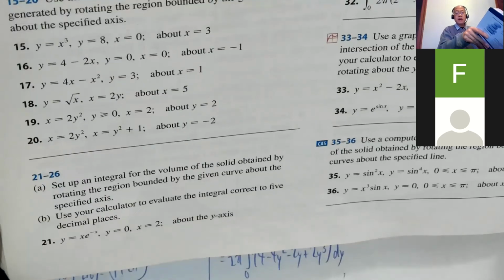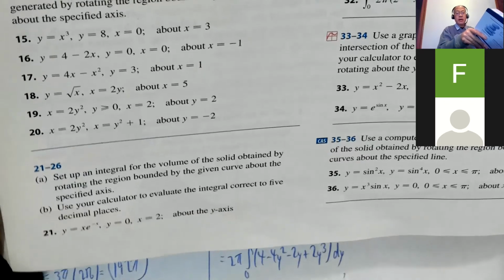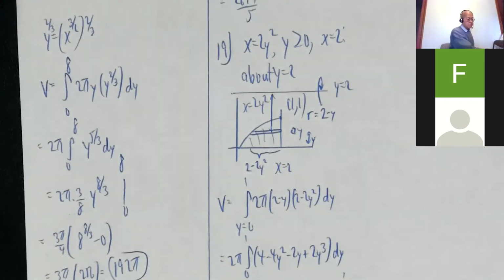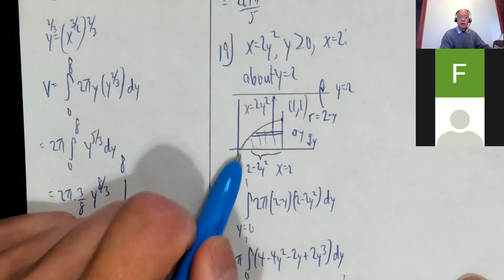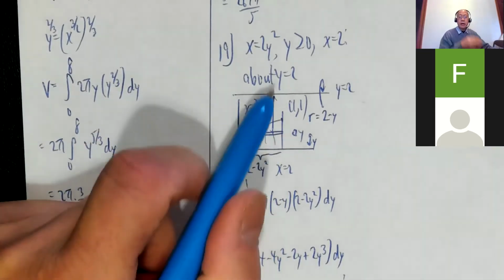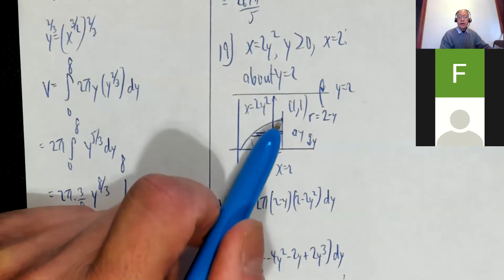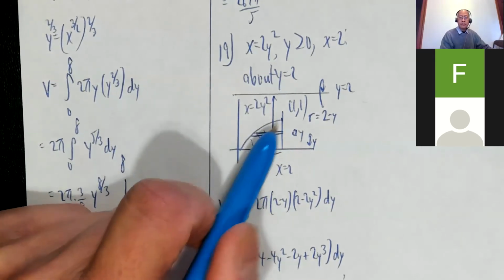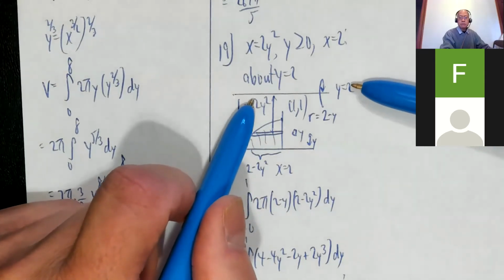x equals 2y squared, y greater than or equal to 0. x equals 2, spin about y equals 2. x equals 2y squared is a parabola opening to the right, but it says y is greater than or equal to 0. So I'm going to take this part, and x equals 2 is over here somewhere. All right, so I have this piece, and I'm spinning it way up here.